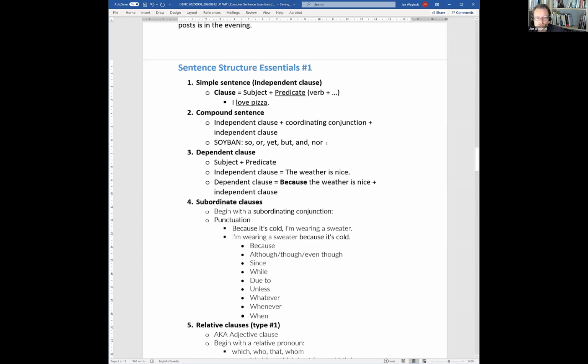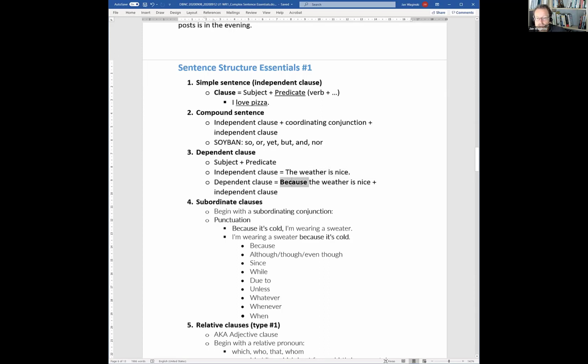Now we're getting into complex sentences. And this is what IELTS wants to see. So a complex sentence includes an independent clause and a dependent clause. A dependent clause, just like an independent clause, also has a subject and a predicate. But it doesn't make sense by itself. So an independent clause would be, the weather is nice. Nothing wrong with this. It's a very simple sentence. Subject is the weather, is nice is your predicate.